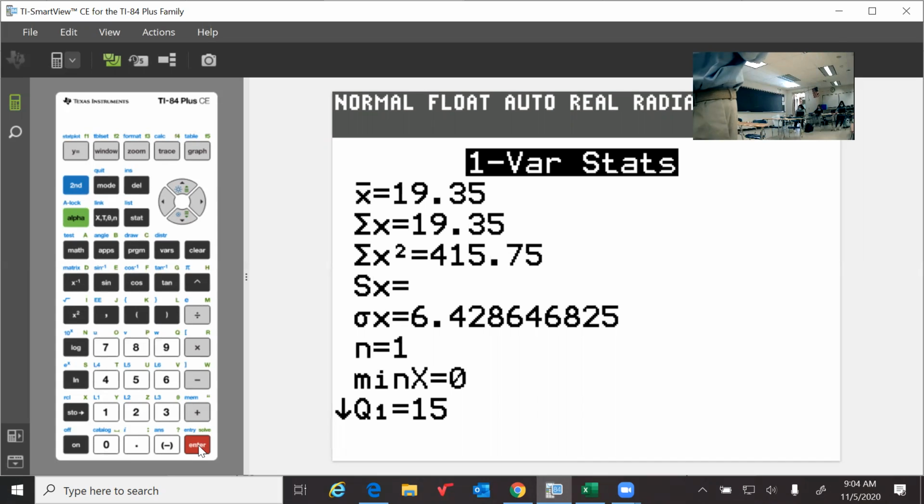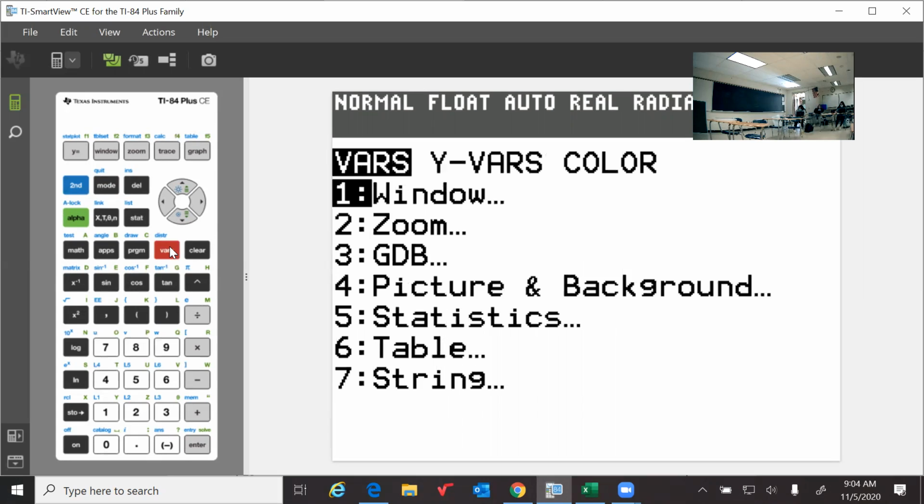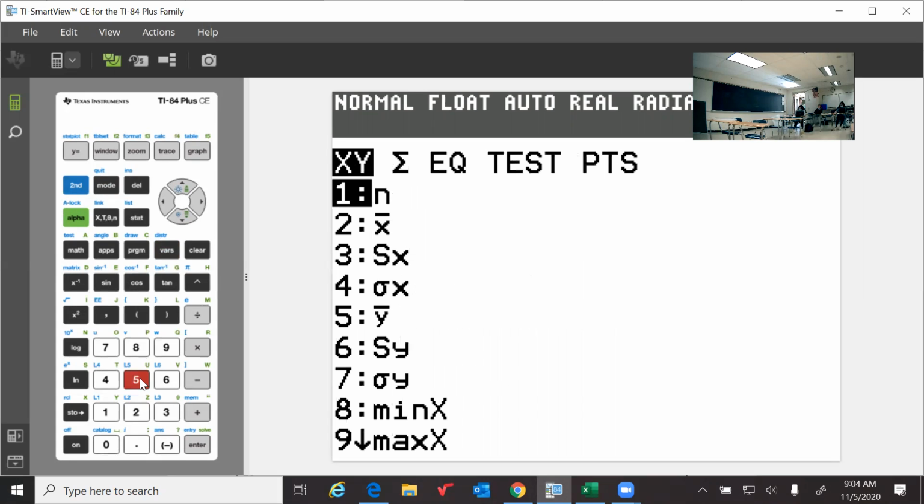If I go here, second quit, vars, 5, which you're not used to seeing, but vars 5. Every time you run something statistically, it gets stored there. So you go back and harvest it. It stays there until you do something else. But if you look right here they are again. S gives you the sample standard deviation of the last data set you took. And sigma, the population standard deviation.